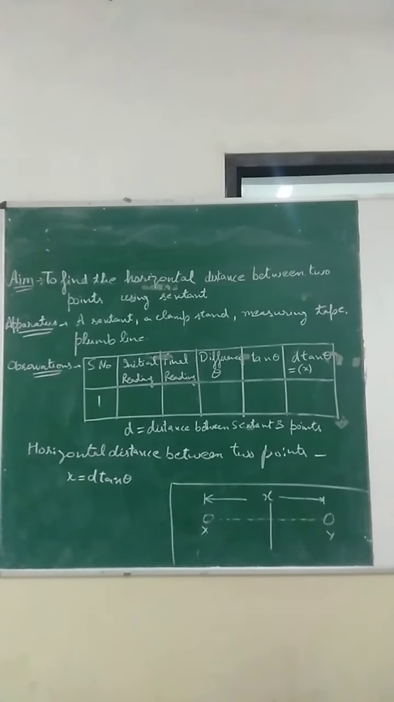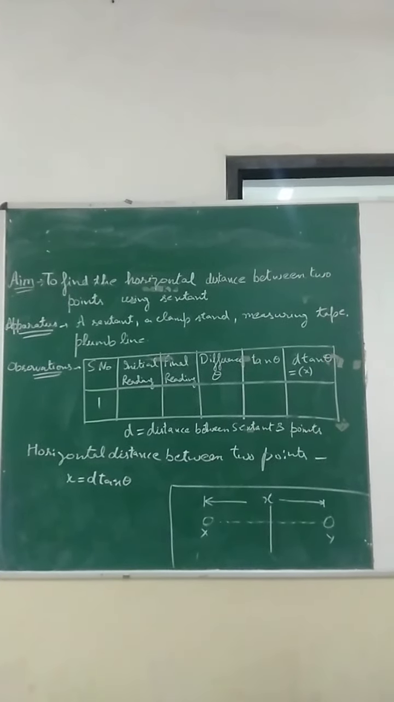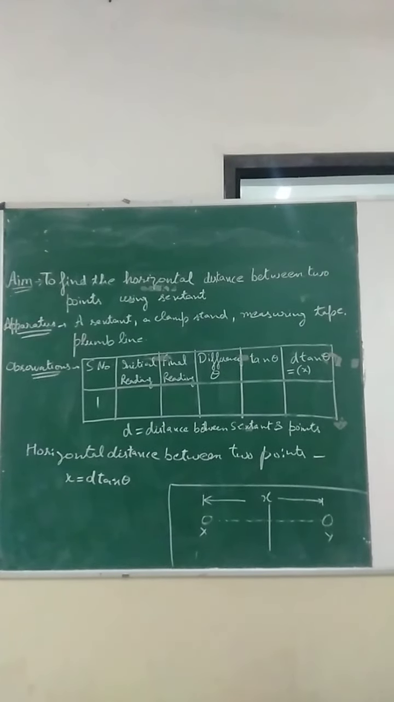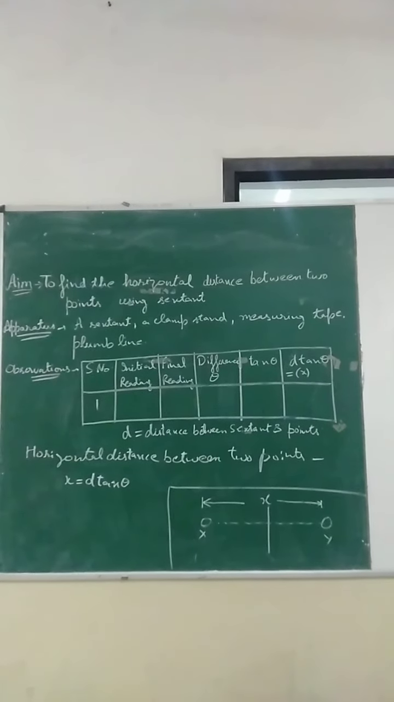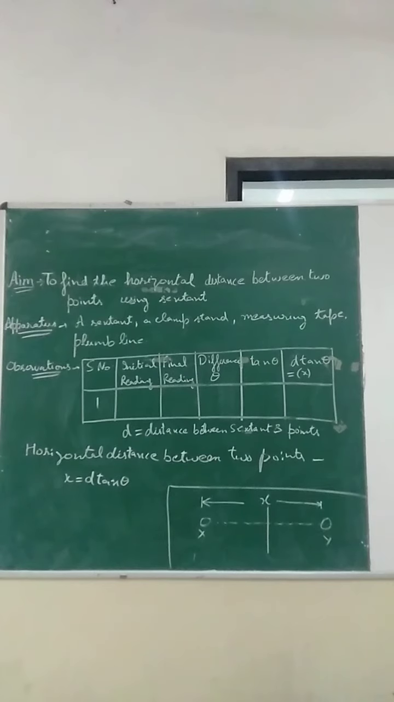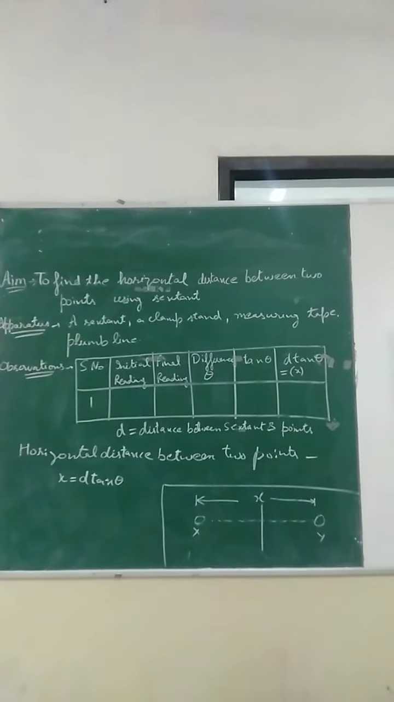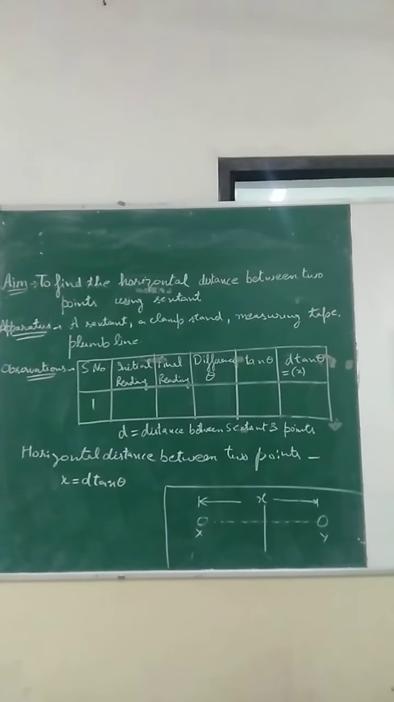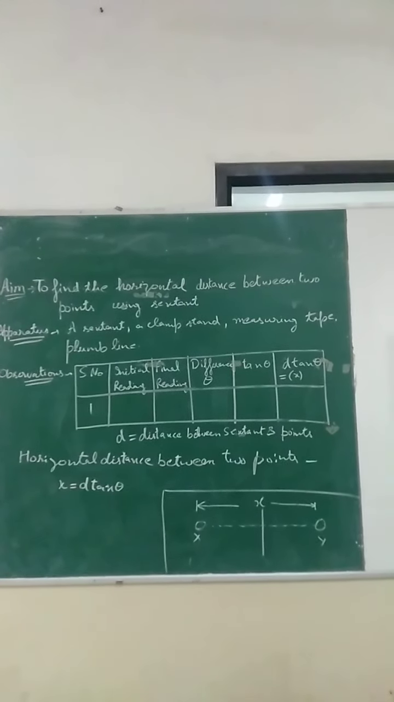So here in the apparatus I have a sextant, a clamp stand upon which the sextant is placed, a measuring tape that will measure the distance between the sextant and the point, and a plumb line which will balance the whole apparatus on the clamp stand. Two points are placed on the wall, horizontal in placement, and I can measure the distance between them.